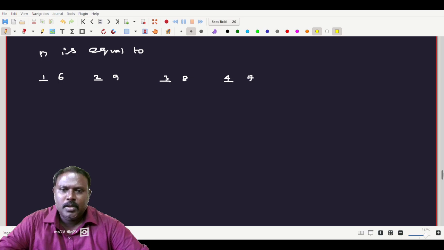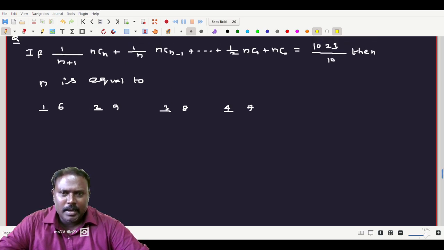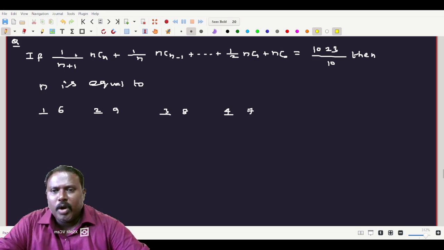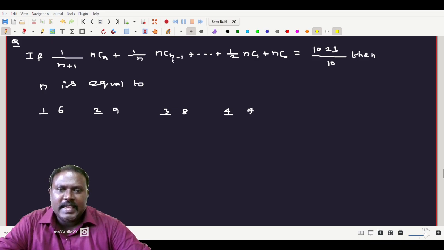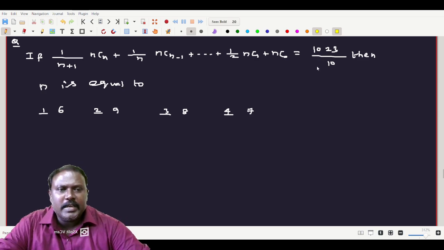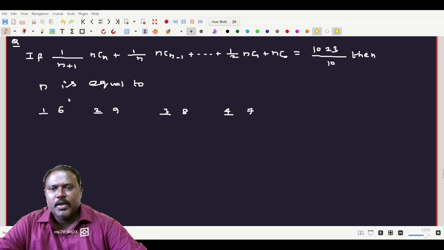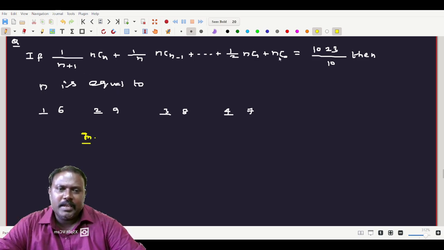Right. So this is one of the very good problems. If 1 divided by n plus 1 NCN plus 1 by n NCN minus 1 plus etc., 1 by 2 into NC1 plus NC0 equals 1023 divided by 10, then n is equal to? Okay, so actually, what is given, the given information I am writing from here.